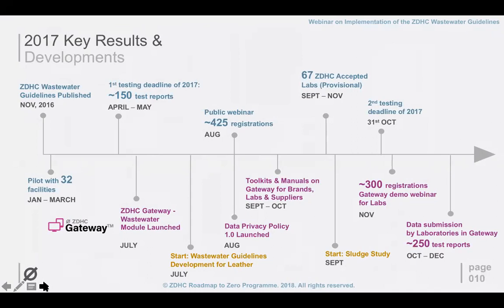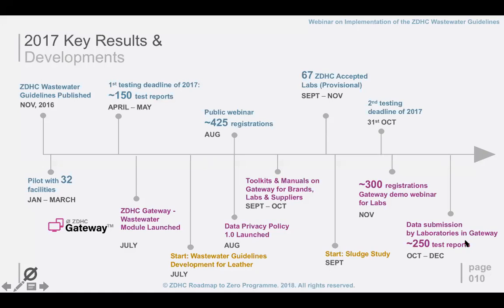And as a result of all that collaboration and all the hard work, just in the last year, this is a highlight, and I won't read all of them, but these are the highlights of the key developments in 2017. So back in November of 2016, we published these wastewater guidelines. And by April, we had our first 150 or so testing reports submitted into the database from some pilot testing and other testing that was begun at the beginning of 2017. We launched webinars last year. We had a webinar back in August with quite a number of people. It was probably better suited for the Asia time zone.